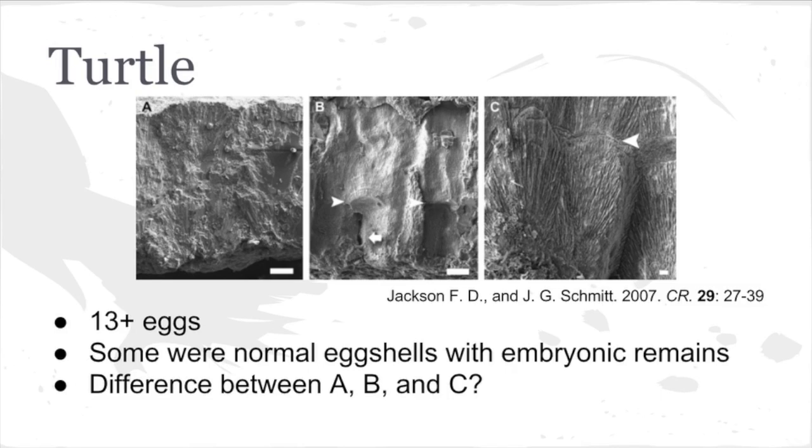Figure A shows a normal turtle eggshell that contains embryonic remains. Figure B shows an abnormal turtle eggshell with two superimposed layers. The white triangles in the image show the upper surface of the inner eggshell layer, while the white arrow shows an elongated pore behind the impression. Figure C shows aragonite crystals inside the inner eggshell layer. The white triangle shows the contact between the inner and outer layer.